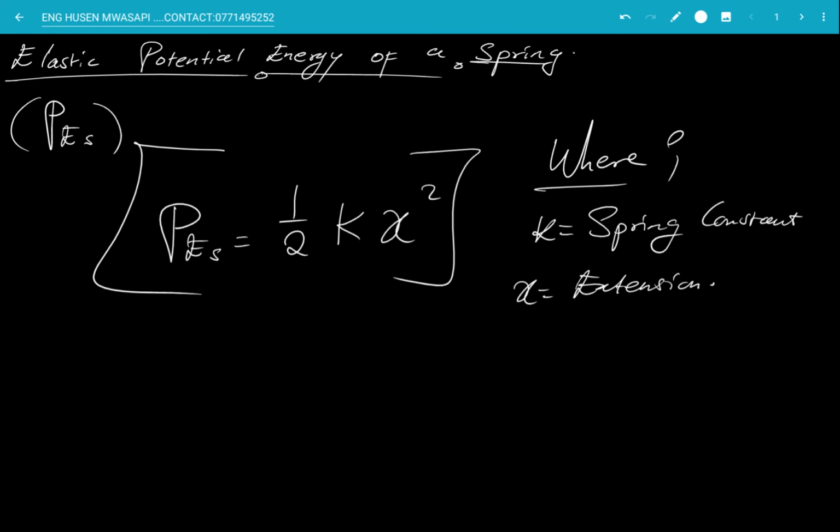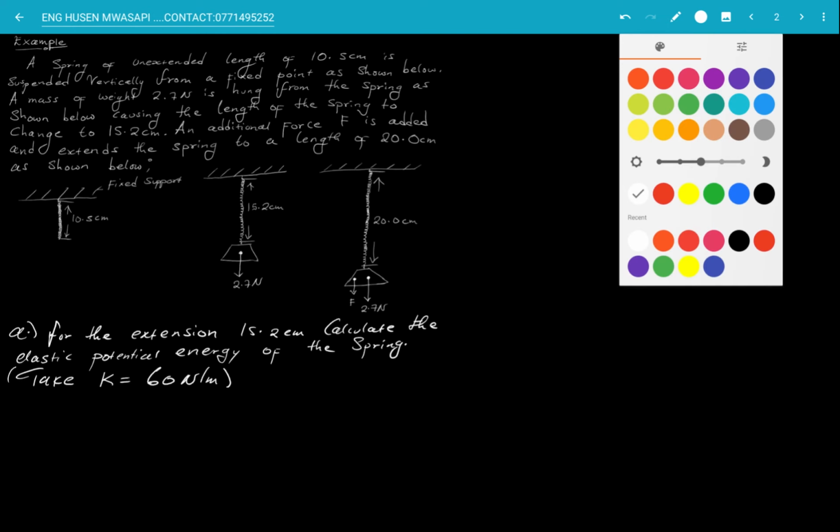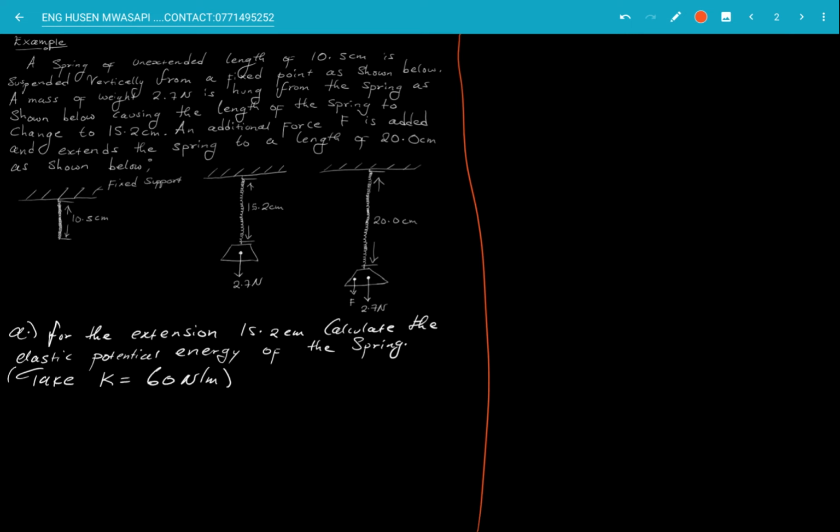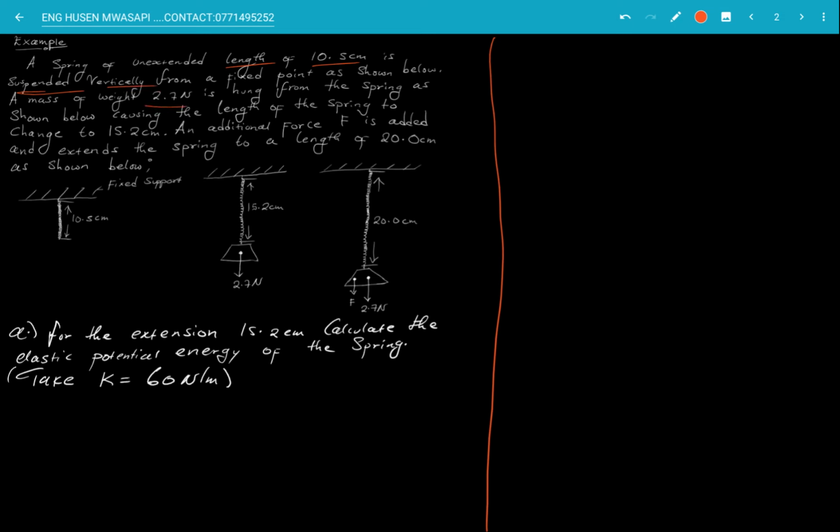Now, what I want us to do is to quickly look at some examples that will help us understand this. Let me just change color for explanation purposes. Now look at this. It says a spring of an unextended length of 10.5 centimeters is suspended vertically from a fixed point as shown below. A mass of weight 2.7 is hung from the spring as shown below, causing the length of the spring to change to 15.2 centimeters. An additional force F is added and extends the spring to another length of 20.0 centimeters as shown below.